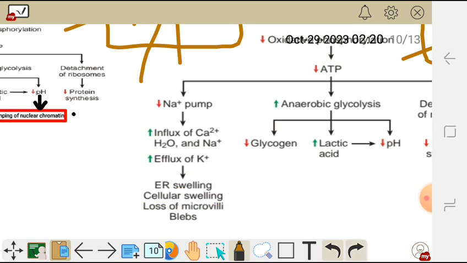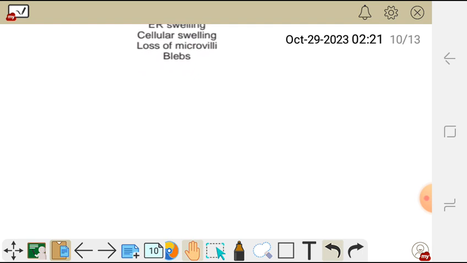Cellular swelling is the first morphologic change in reversible cell injury. The cell is going to swell, and organelles inside the cell are going to swell as well. Also we are going to observe loss of microvilli. Why? Because the cell is swelling.